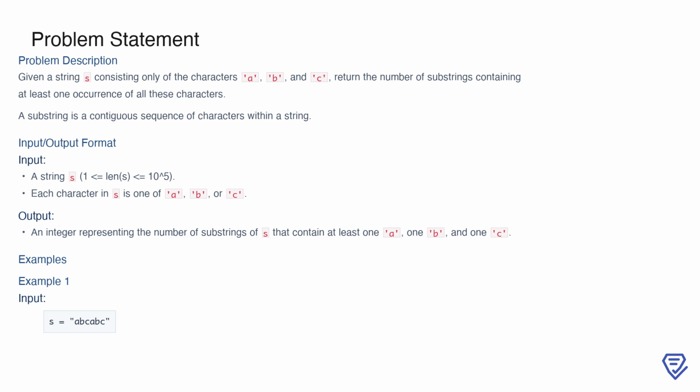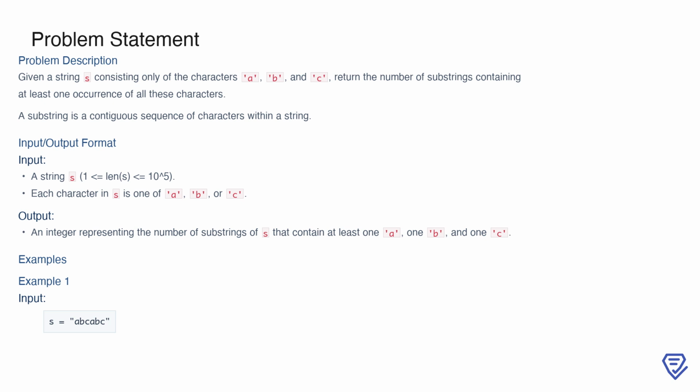Let's get started. In this problem, we are given a string S that consists only of the characters A, B, and C. The task is to determine how many substrings of S contain at least one occurrence of each of these three characters. A substring, as you know, is simply a contiguous sequence of characters within the string. For example, in the string ABC, the substrings include A, B, C, AB, BC, and ABC. The goal is to count all substrings that have at least one A, one B, and one C.